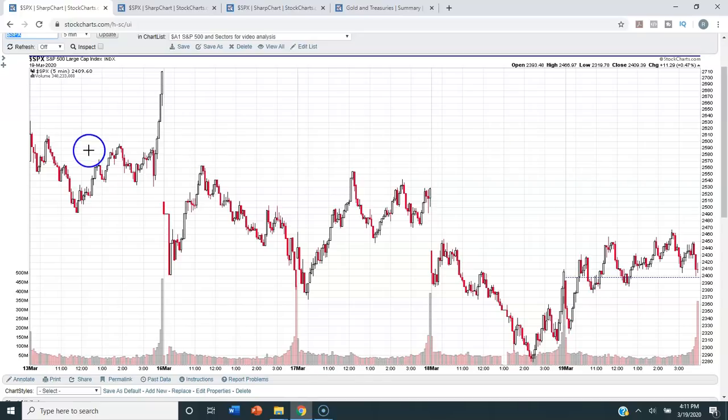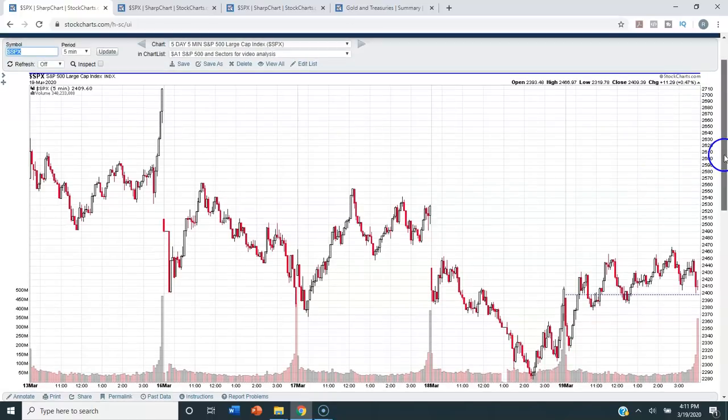So to start off here, we're looking at a 5-day chart where each candlestick represents 5 minutes of trading in the S&P 500. And we were up 0.47%, so up just a little less than 0.5% for the day, and we closed at 2409.39 on the S&P 500. And you can see here on this 5-day chart that the trend is still down and to the right. So, again, not a positive trend.